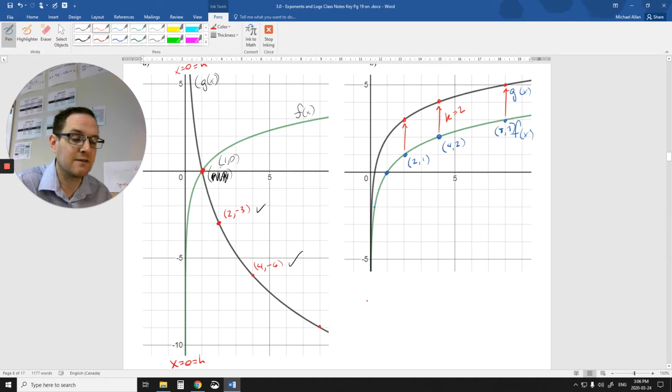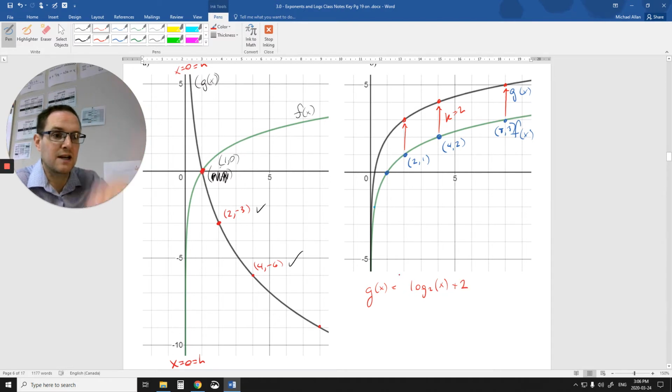So I just analyze the graph and I determine that g of x is just log base 2 of x plus the 2 units that shifted the graph up to that k value. But I could also write this as something else too. So let's look at the horizontal translations.